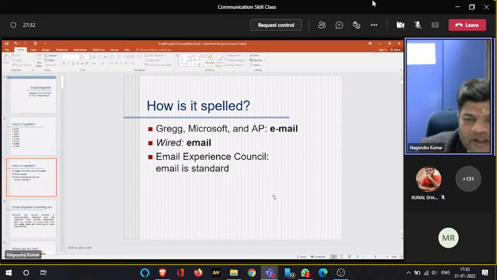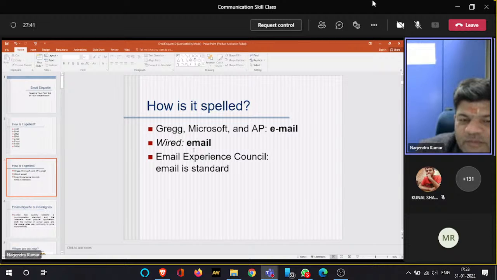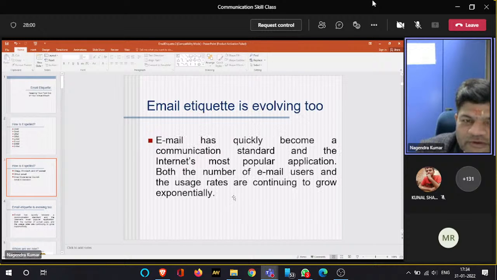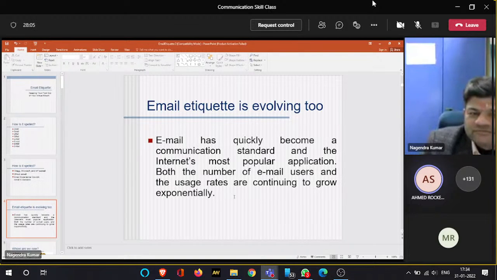Craig, Microsoft and AP use E-mail with both small. Wired uses email without hyphen. And Email Experience Council says email is standard, that is without hyphen. Okay. But I guess we can use the first variety as well. So we can use both. Then, sir, why does Email Experience use a capital E?